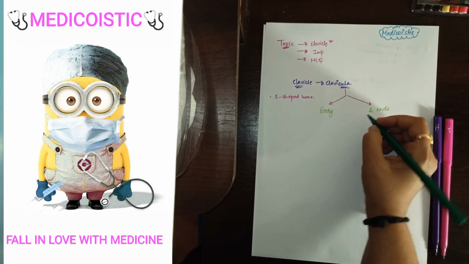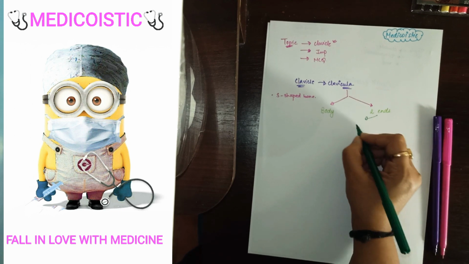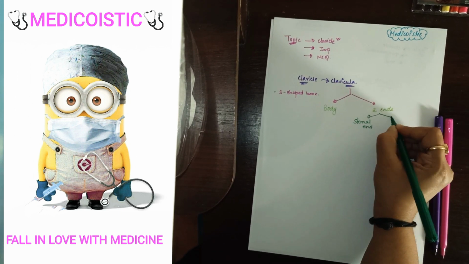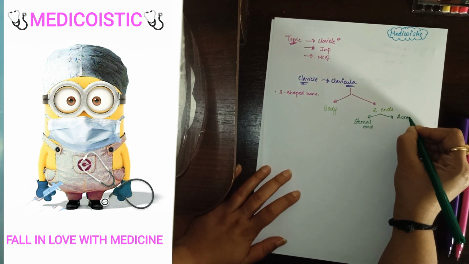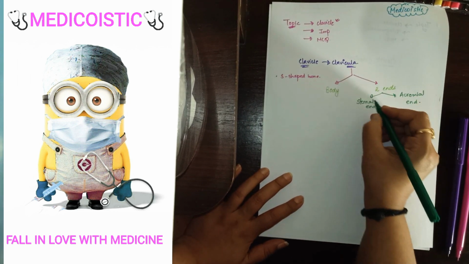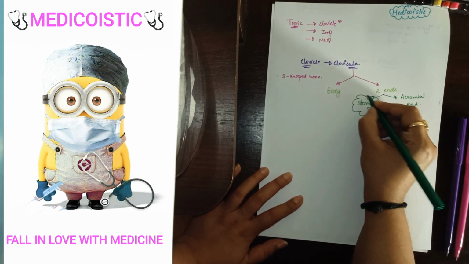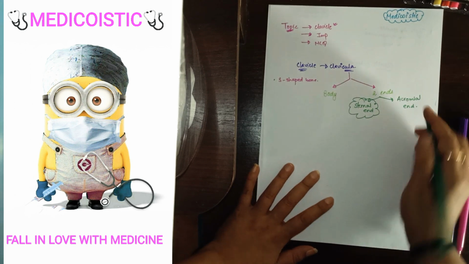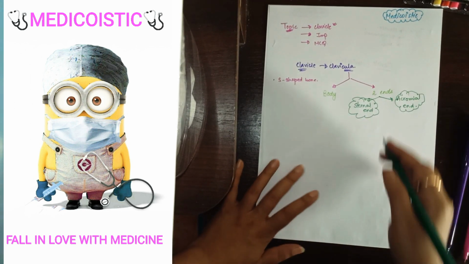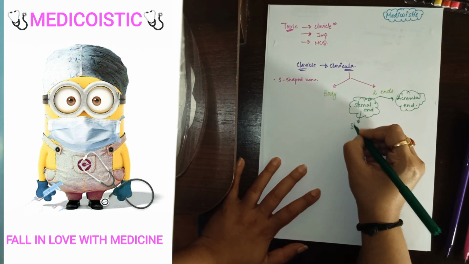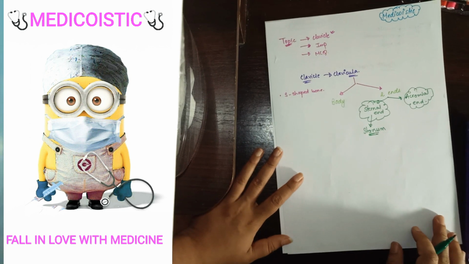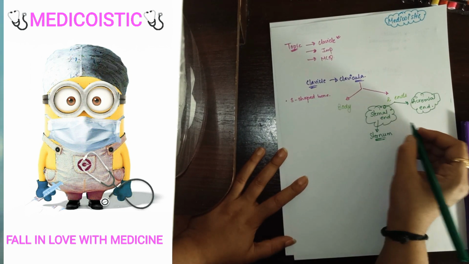Now these two ends are divided as sternal end and acromial end. Okay, sternal end, by the name sternal means sternum. Acromial end is by the acromion, the other end. So sternal end, we will get to know that sternum. Just remember that.